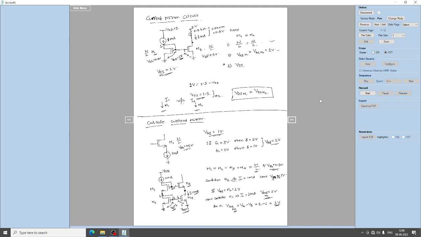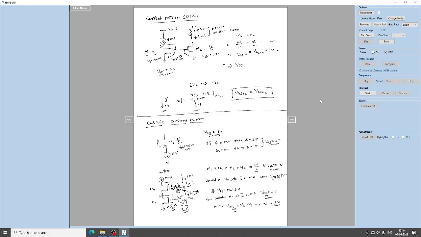Since the gate voltage of M3 is 2 volt, the source voltage of M3 should be 1 volt, because the W by L of M3 and M1, M2, M4 are same and the threshold voltage is also same, and the same 1 milliamp of current is flowing through the transistor M3. So your VGS of M3 should be 1 volt. To adjust this VGS of M3 to be 1 volt, your gate voltage is anyhow at 2 volt, so the source voltage will be adjusted to 1 volt.